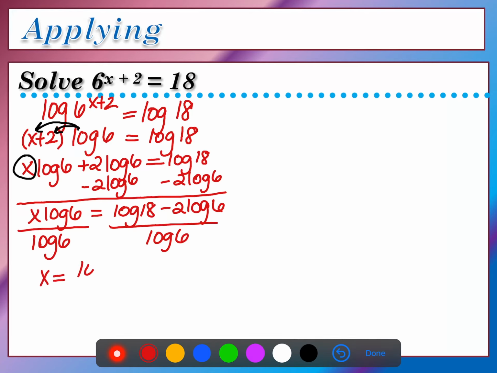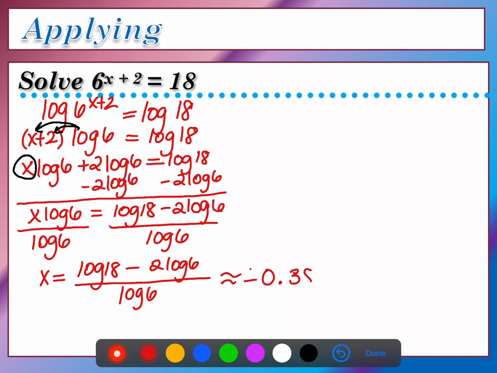Okay, we want to leave everything in terms of common log until we get to the very end and we have this one big expression. And then we're going to plug that into our calculator all together to get an approximation for x. Okay, so log 18 minus 2 log 6, and then log 6 on the bottom. All right, again, just make sure that you're closing the parentheses of those logs. That's really important. Okay, we get negative 0.3869.